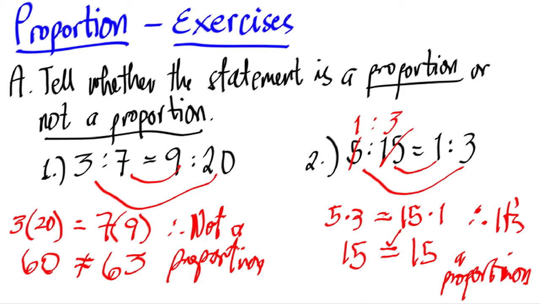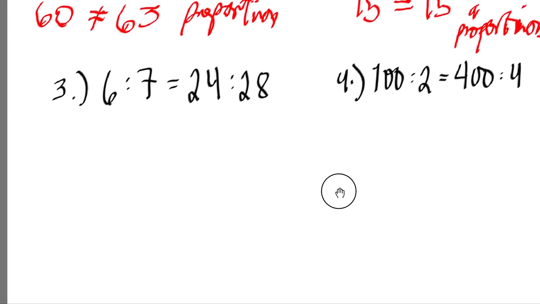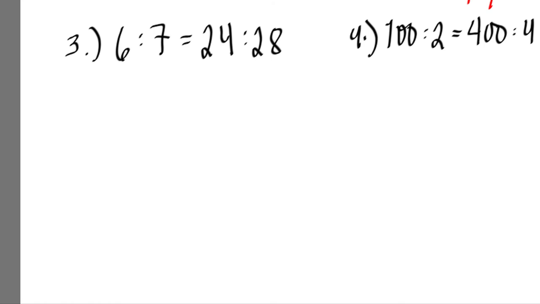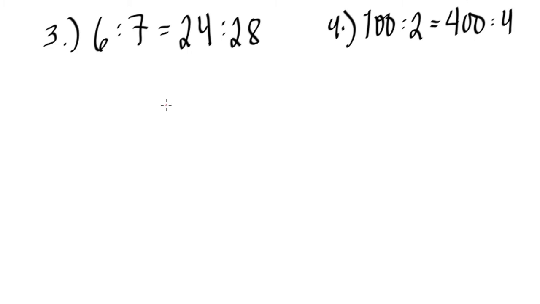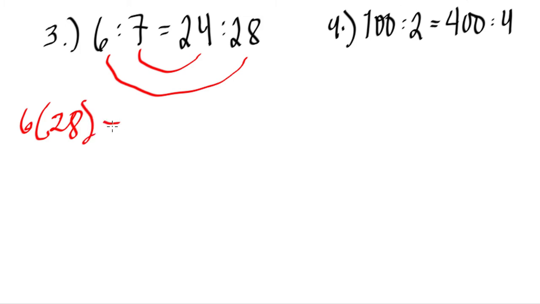Okay, so let's proceed to number 3 and number 4 now. Number 3: 6 is to 7 is equal to 24 is to 28. The product of the extremes is equal to the product of the means. So 6 times 28 is equal to 7 times 24. I still use the parentheses here. Either way, it's still multiplication. Let's do the left-hand side first.